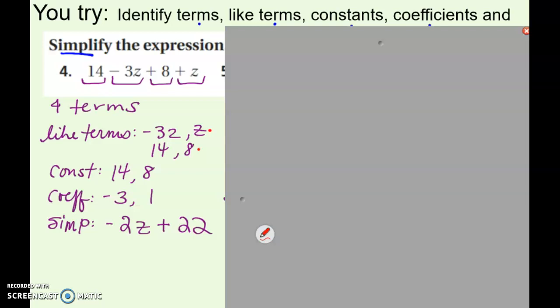The coefficients, right, so the number in front of the z here is a negative 3, and the number in front of the z here is an invisible 1. And then when I simplify it, I put my like terms together. Overall, I have negative 2z's plus 22.